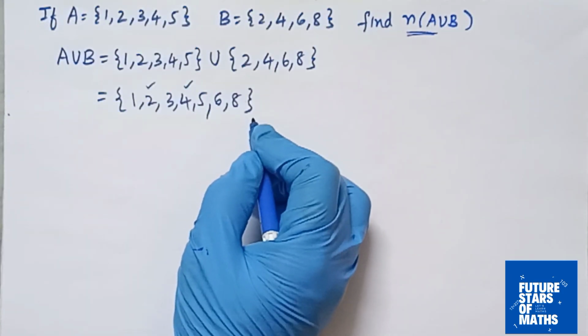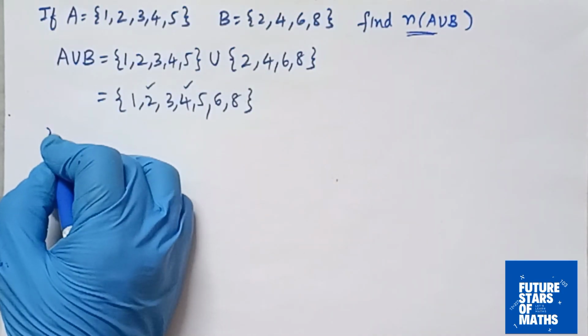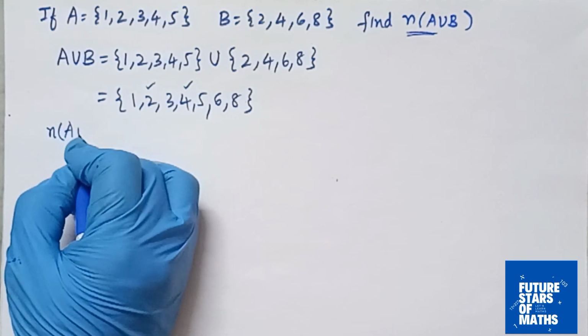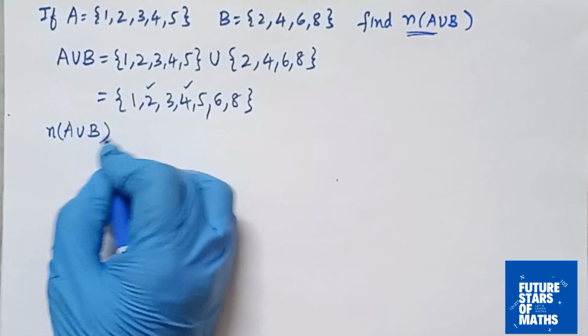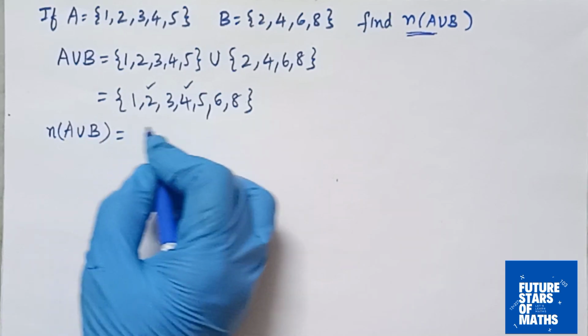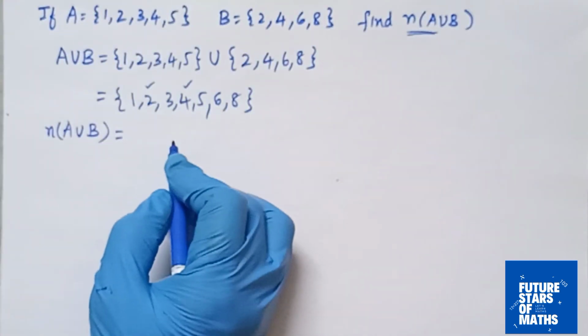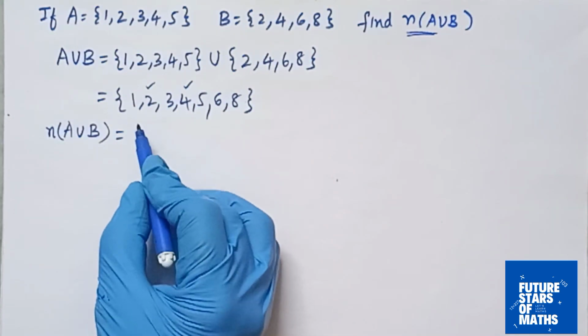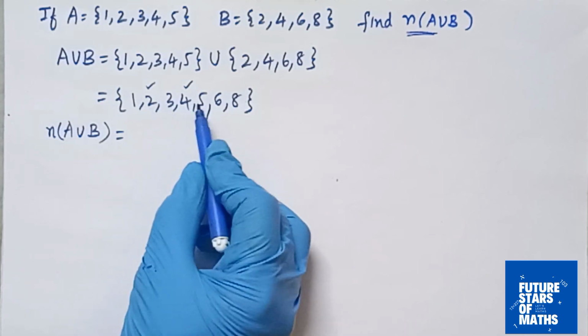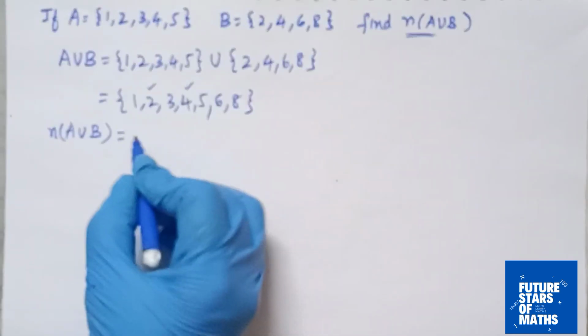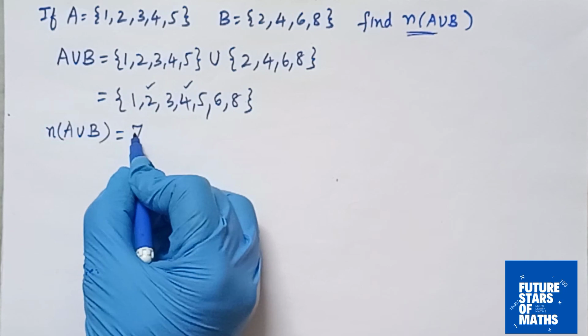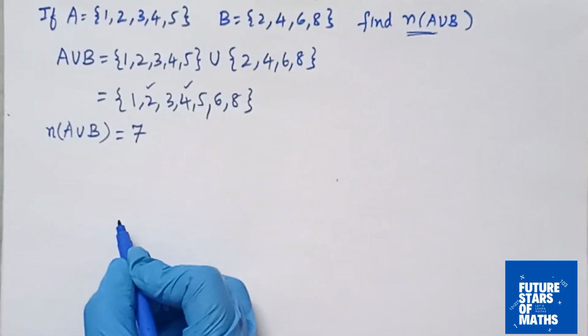Okay, is it clear? Now what we have to write? Final answer, n of A union B. So what will be n of A union B? That is the number of elements which we got in A union B. So count that: 1, 2, 3, 4, 5, 6, 7. So what is the answer? n of A union B equal to 7.